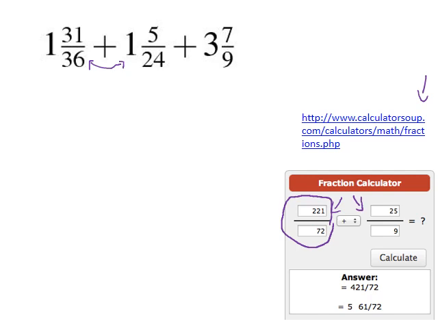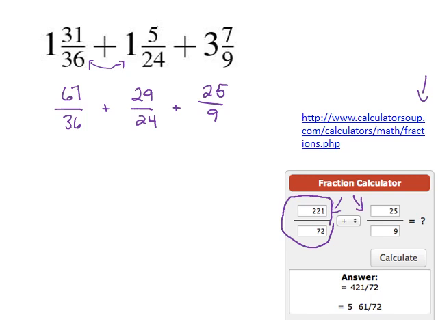So if you were going to convert these all into improper fractions, you would say, well, 1 times 36 is 36. Add the top, that's 67. Original denominator, 36. Same thing here, 1 times 24 is 24. Add the top, original denominator. 3 times 9, it's 27, plus 7. Original denominator, boom. All right, so let's just leave the middle fraction out of things for just a minute.